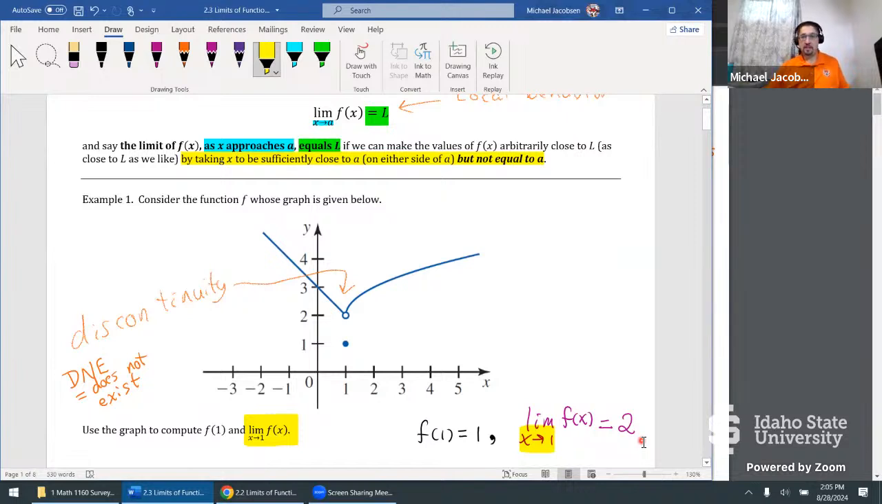Any questions, folks, about that quick refresher? Okay, well, we took a look at how this one goes graphically.